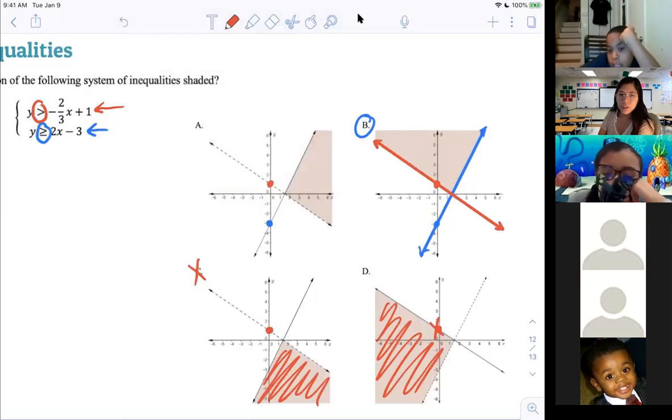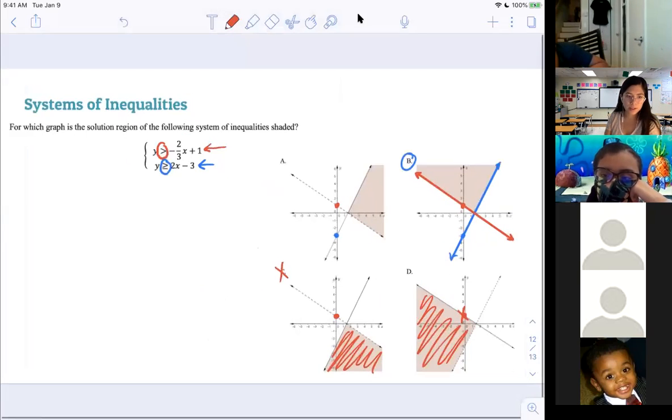All right, any questions on this one? I think most people got the correct answer. You just have to look at the symbols and the y-intercept. Exactly. Symbols and y-intercept, that's all you need.